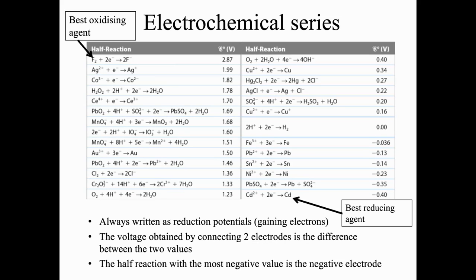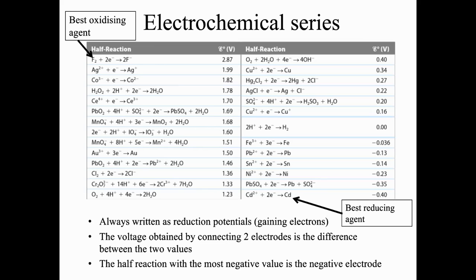So sometimes we list the half equations and their electrode potentials in a series, so in a list, and we call that the electrochemical series. So in this example, we've got the most positive at the top, and then we've got the most negative at the bottom. Sometimes it's written the other way around, and sometimes in an exam they'll give them to you all mixed up just to confuse you.